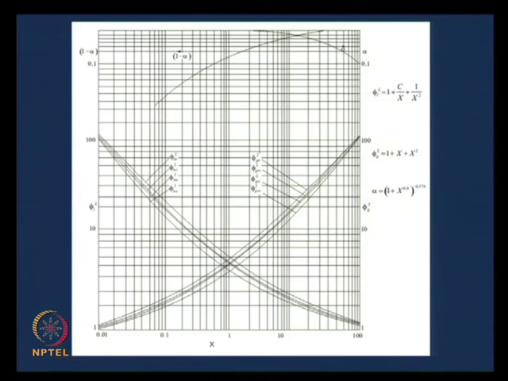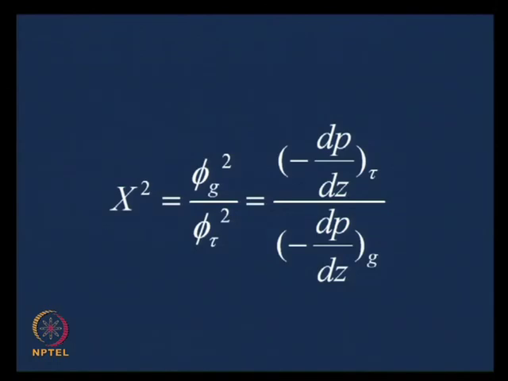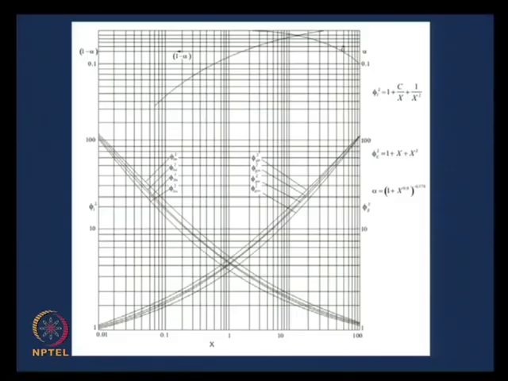But the only thing which we have to remember in this particular case is that a number of workers have also found out that the two phase frictional multipliers, this phi L square and phi g square, can be correlated uniquely as a function of this particular parameter x, okay, where x was defined in the way that I have already mentioned. This gives you a measure of the degree to which the two phase mixture behaves as a liquid rather than as a gas. Okay.